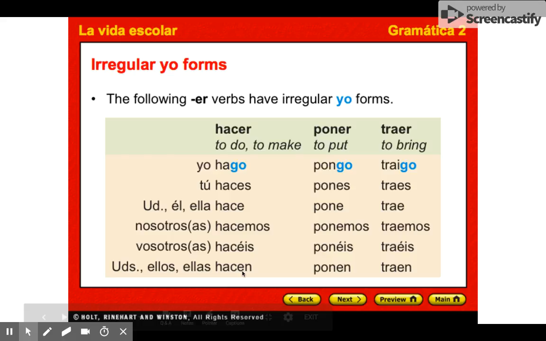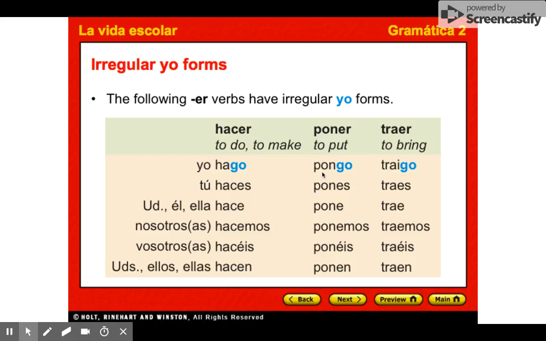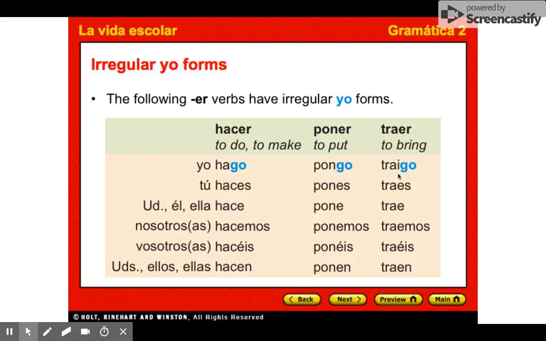EMOS, and same thing with poner. The verb means to put. The yo form is pongo. And the rest of the conjugations follow the rules. Traer, to bring. Traigo. There also happens to be an I in here, you'll notice, that has been added in. But everything else follows the regular rules.